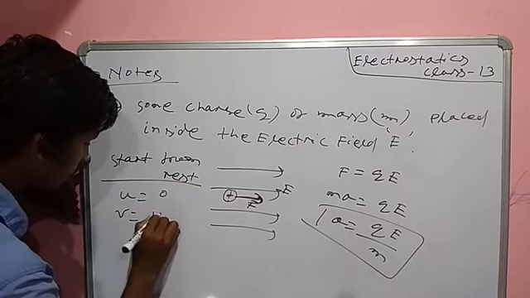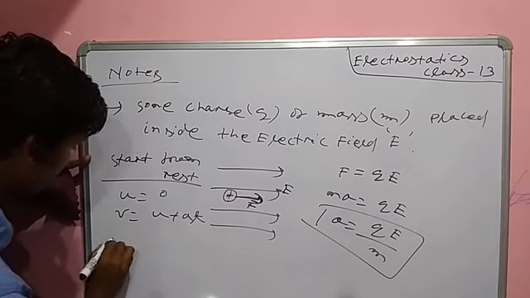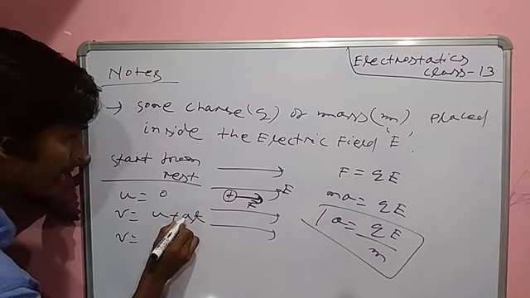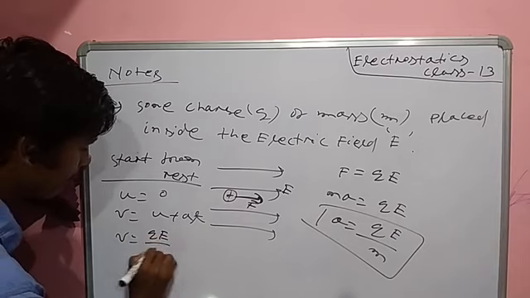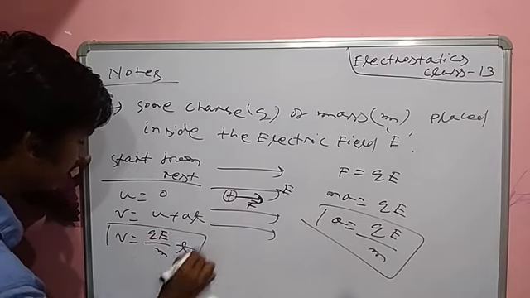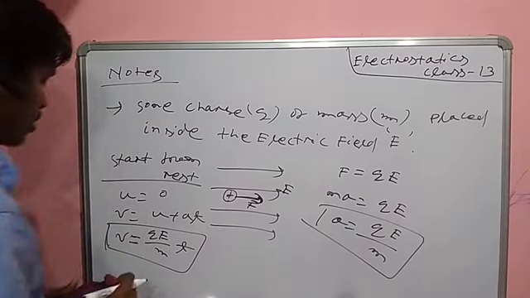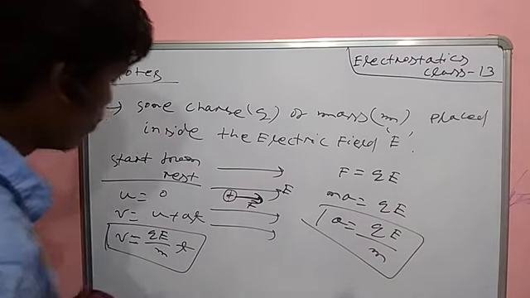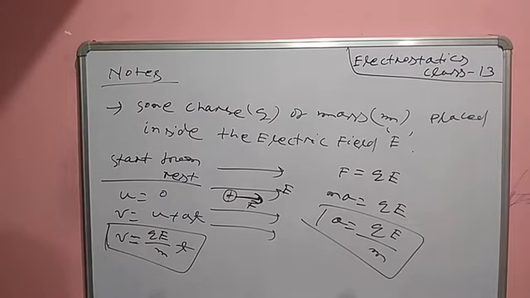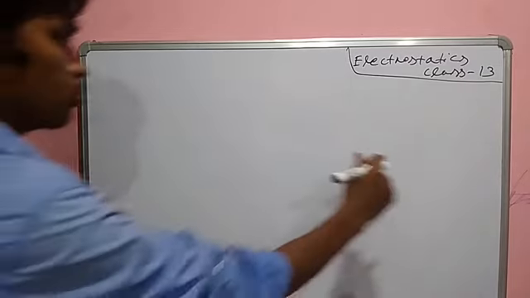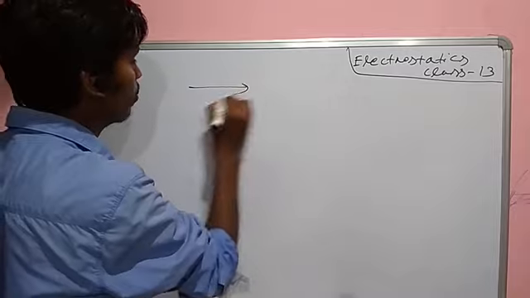That means v is equal to u plus at, which we have already known in first year class. So v is equal to at, and a means QE by m. You can write this expression: velocity is QE by m t. Another point is available.